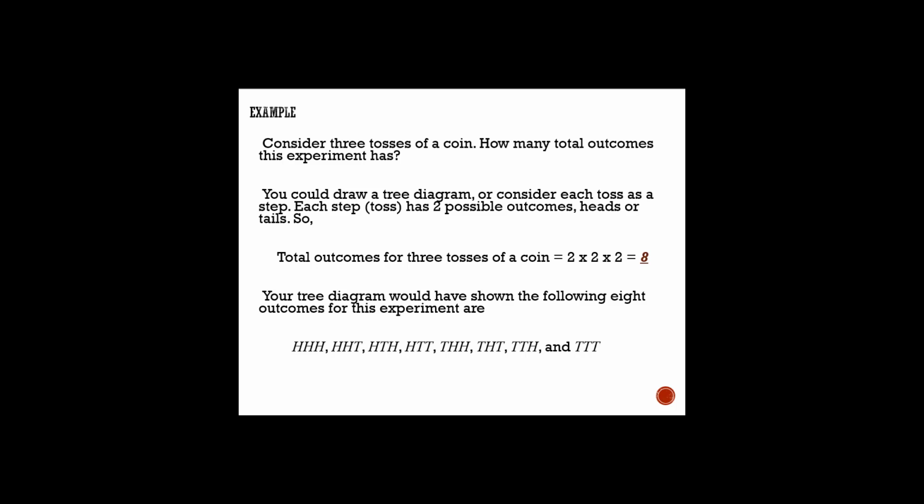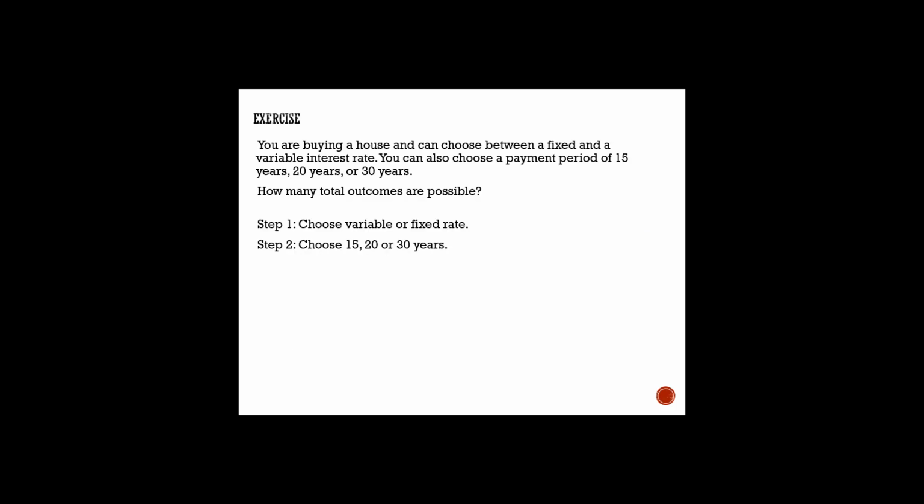Well, you would count each toss of a coin as one step of the experiment. So possible outcomes for the first step would be 2. Possible outcomes for the second step would be 2, and possible outcomes for the third step would be 2. When we multiply the 2's together, we get 8 possibilities for tossing the coin. If you go back and look at our tree diagram that we drew, you'll see that this is very consistent with the 8 possibilities we came up with.